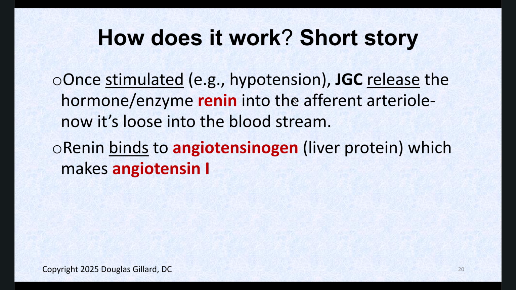juxtaglomerular cells release renin. We said this already. Into the afferent arteriole. And it's an arteriole, so renin is a hormone and it's loose, flowing through the bloodstream. Renin looks for its mate. It has a substrate to bind to, and its mate is a liver protein, which is floating around in our bodies right now. It's made all the time. It's called angiotensinogen.